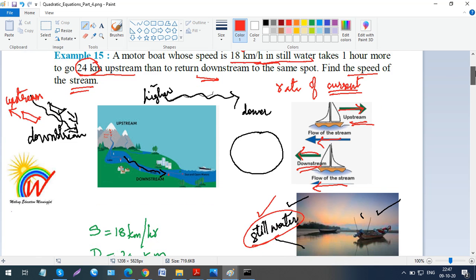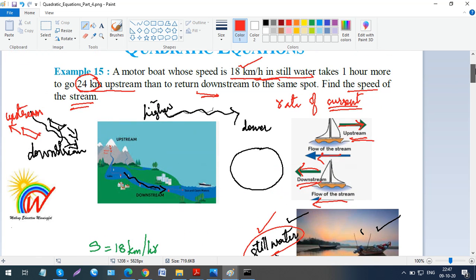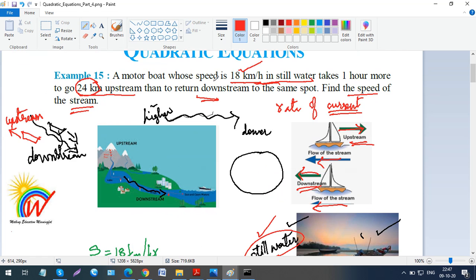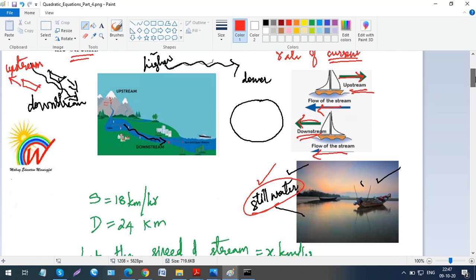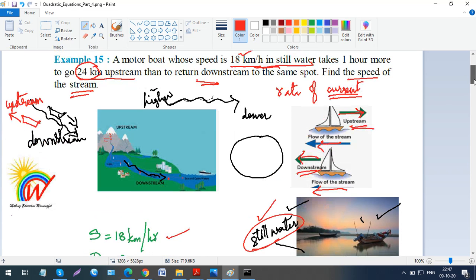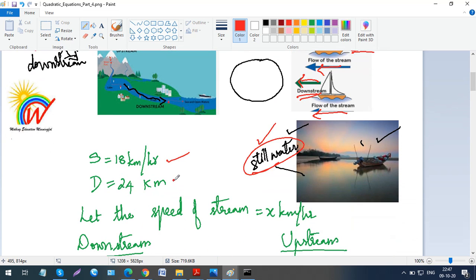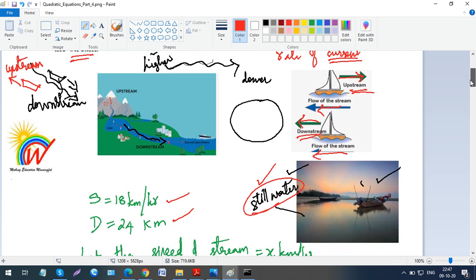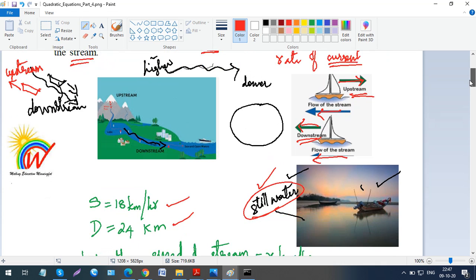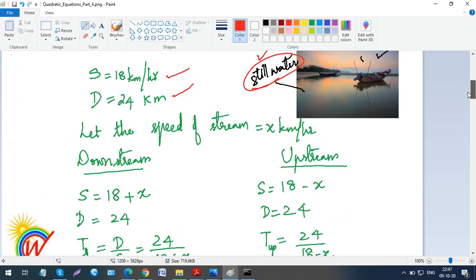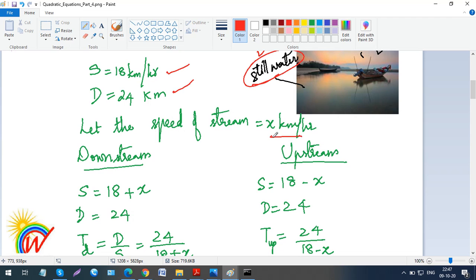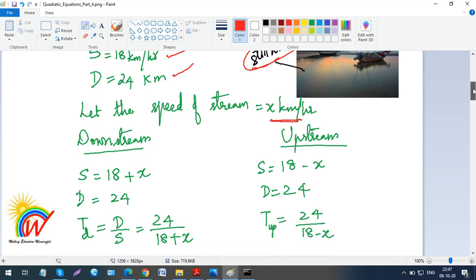Now let us write down what is given. We know that the speed of the boat is 18 kilometers per hour, so I write S = 18 kilometers per hour. I also know that the distance is 24 kilometers, so I write D = 24 kilometers. Then whatever they are asking us to find, they are asking us to find the speed of the stream. So I will say let the speed of the stream be X kilometers per hour. This is what I am supposed to find.